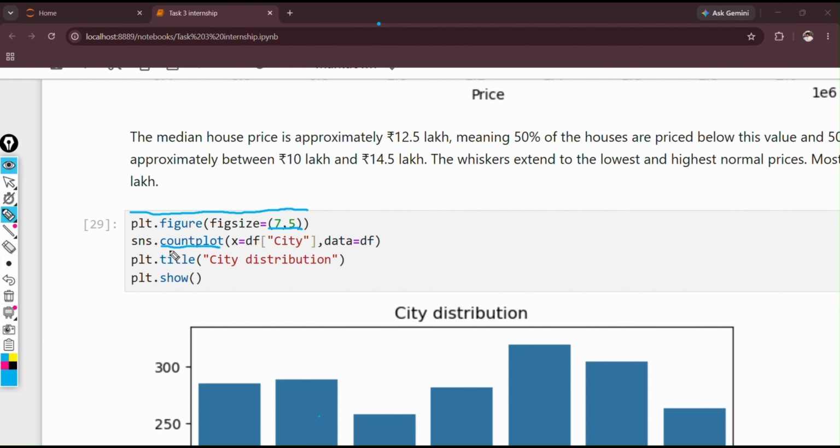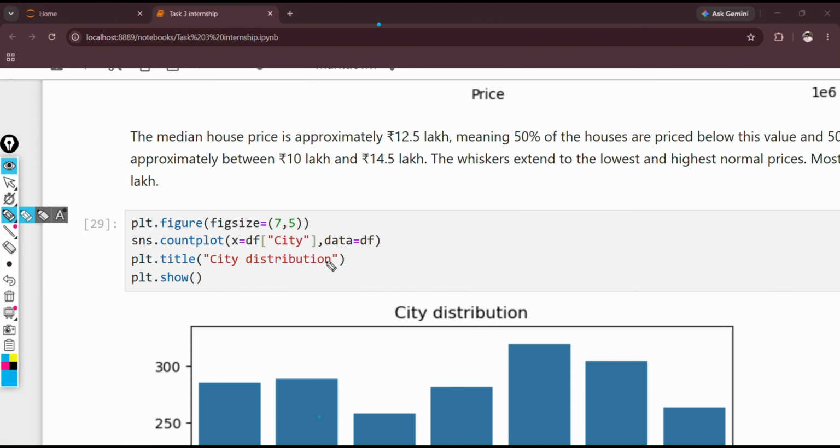Next, I am using Seaborn's countplot function. A count plot is used for categorical data. It counts how many times each category appears in the dataset. Here, x equals df city means I want to count the number of houses available in each city. The data equals df parameter tells Seaborn that the data is coming from our data frame named df. Now I am adding a title to the graph using plt.title as city distribution.